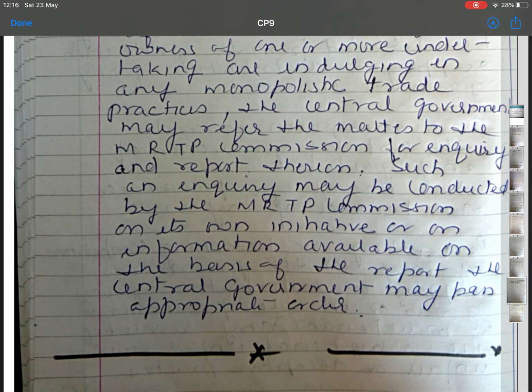Now, next I would like to give you the meaning of restrictive trade practices. This is the second objective of the MRTP Act after the amendment. The first was monopolistic trade practices, prevention of monopolistic practices. Second is restrictive trade practices. This is the second objective after the amendment of 1991.